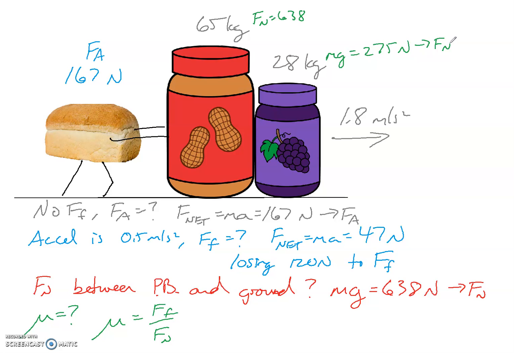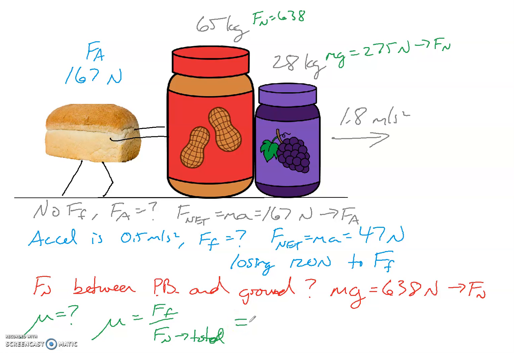So using their weights, the weight of the peanut butter is 638 going down, Fn's up 638. The weight of the jelly is 275 going down, the Fn for the jelly is just going to be 275 going up. And since we're just going to use the same coefficient of friction for both of them, we can actually just use the total Fn over here because really when they're side by side on the same surface, same coefficient, they're almost like one object. So you could do them separately if you wanted to, but we're just going to do them together to make things a little easier.